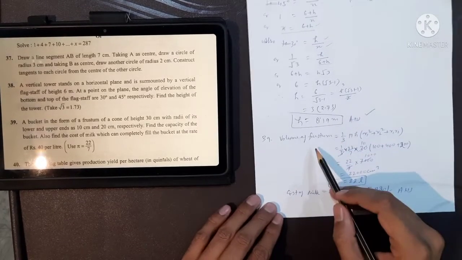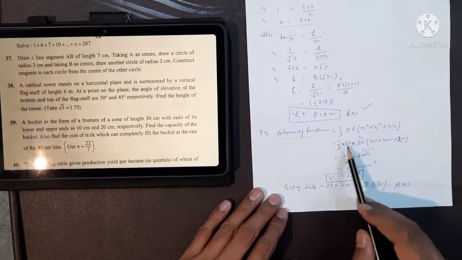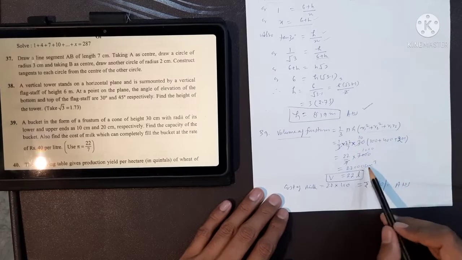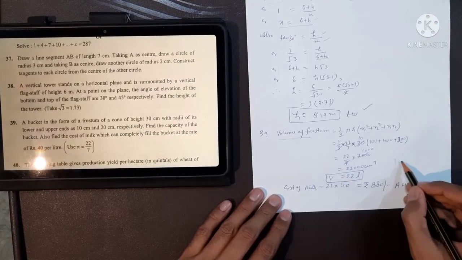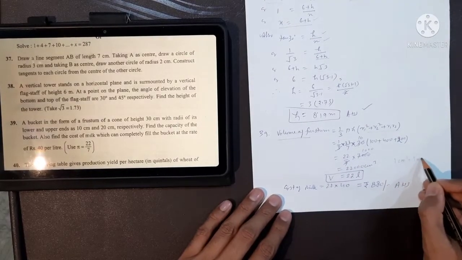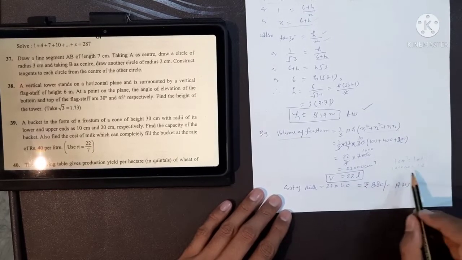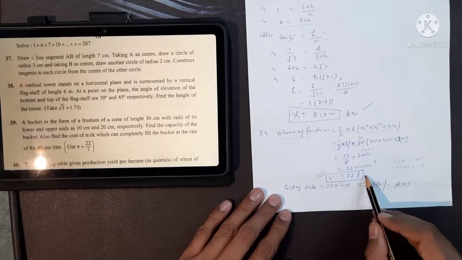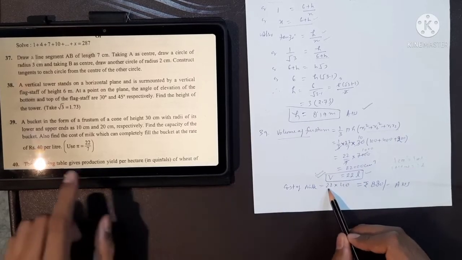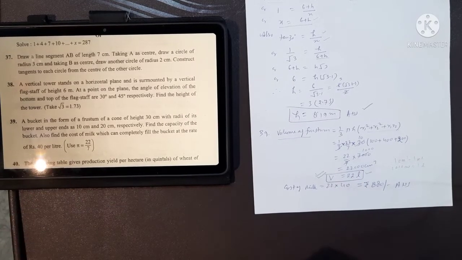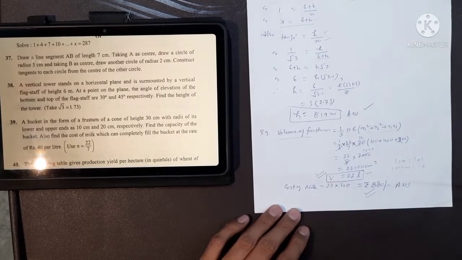We move on to question number 39. We know the volume of a frustum is given as 1 by 3 pi h into this. We substitute the values to get the volume of the frustum as 22,000 centimeter cube, and we know that 1 centimeter cube is equal to 1 ml, and 1000 ml is equal to 1 liter. So the volume is 22 liters. For 1 liter the milk costs 40 rupees. So 22 into 40 gives 880 as the answer.